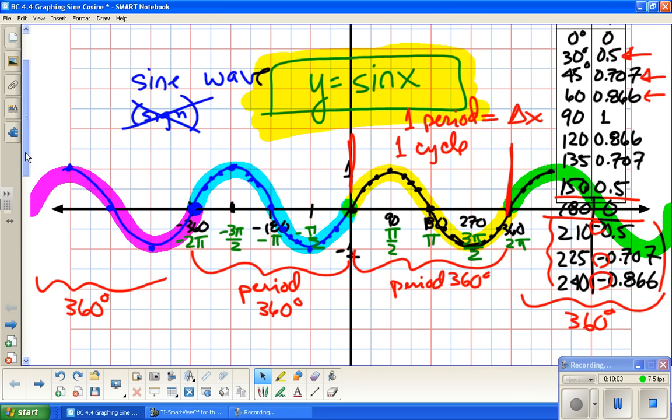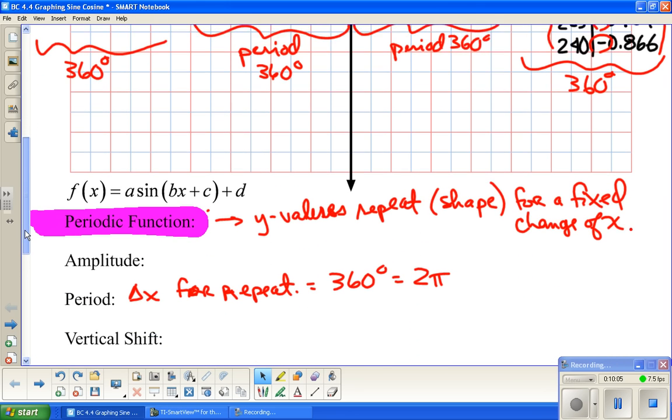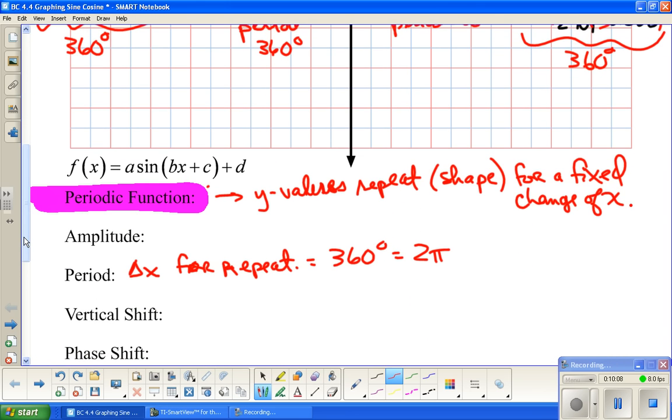Also, we describe the height of the graph. Amplitude is actually half the height.